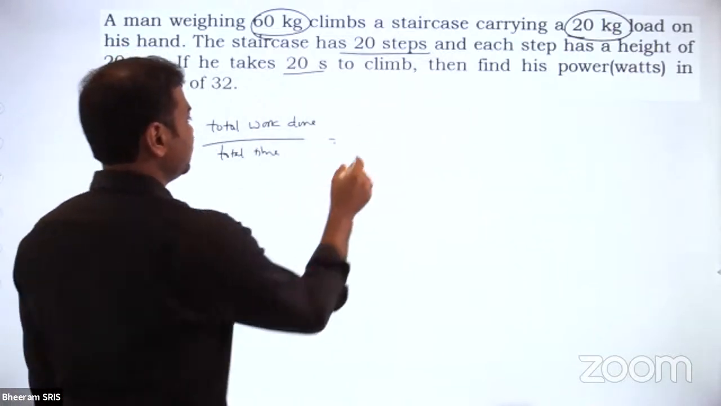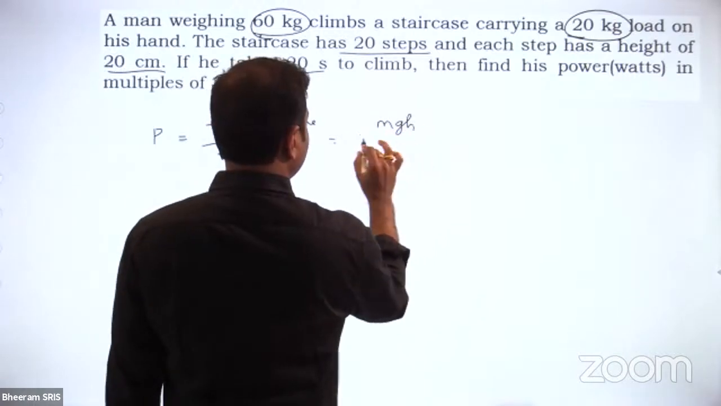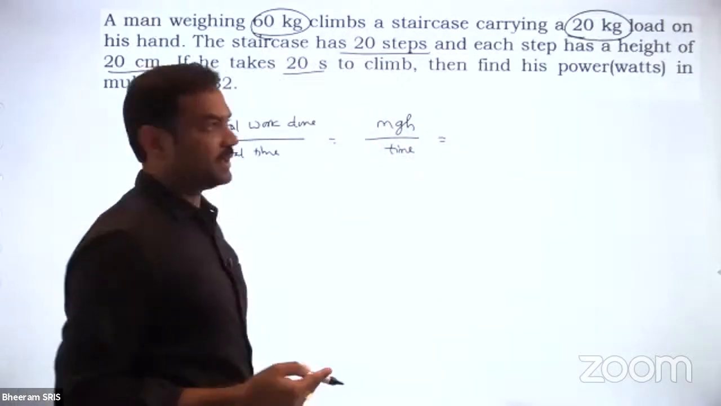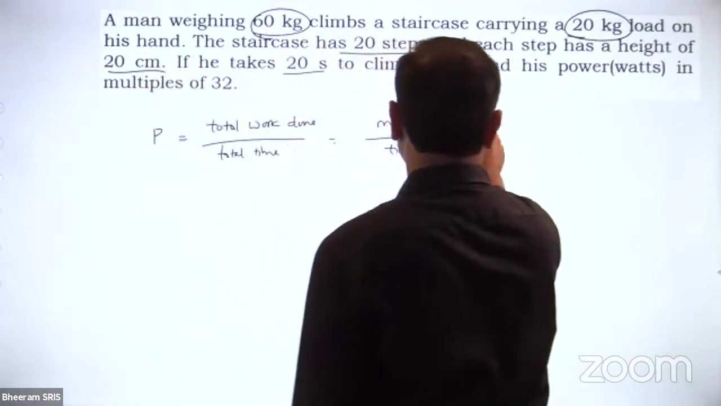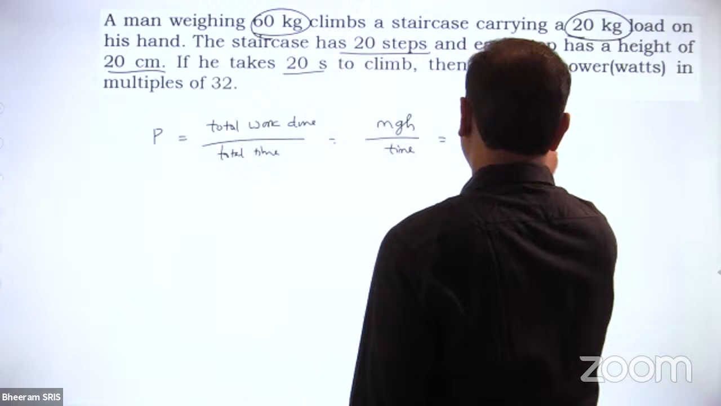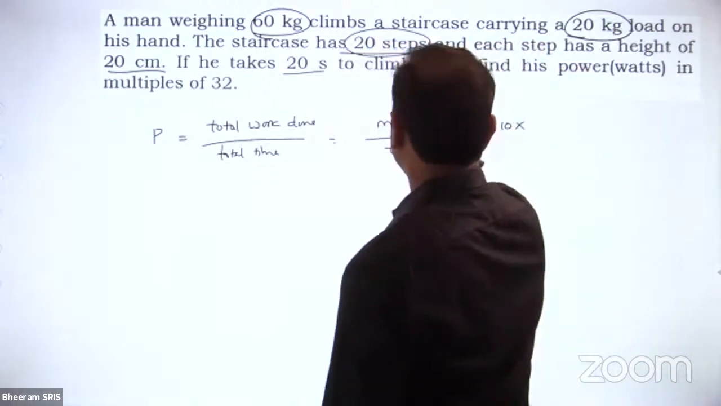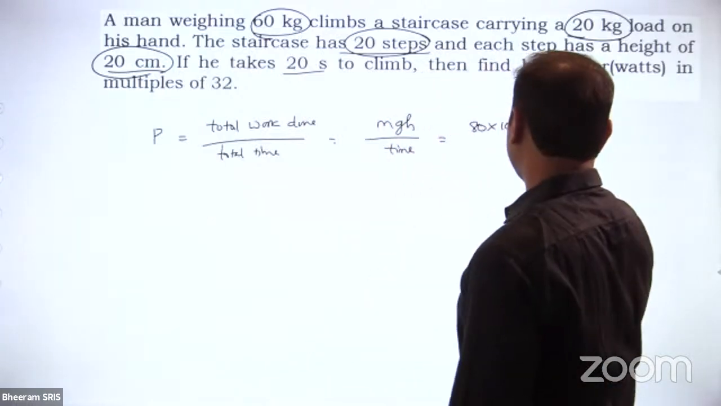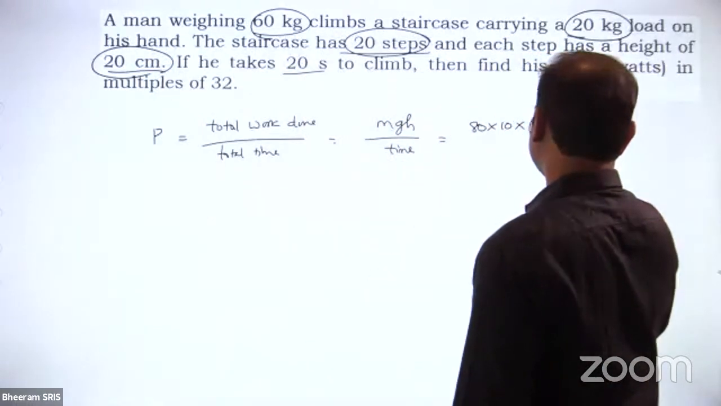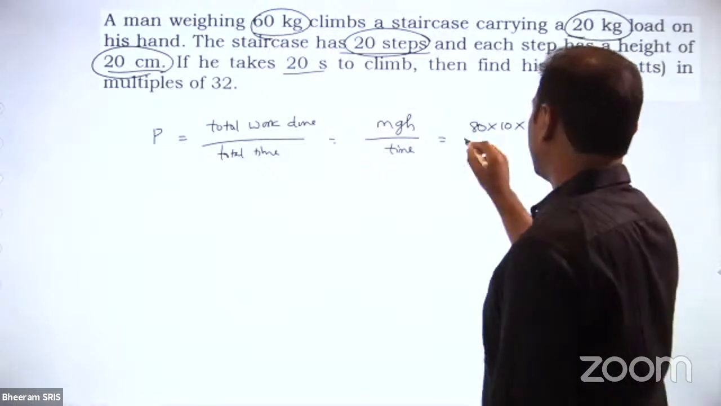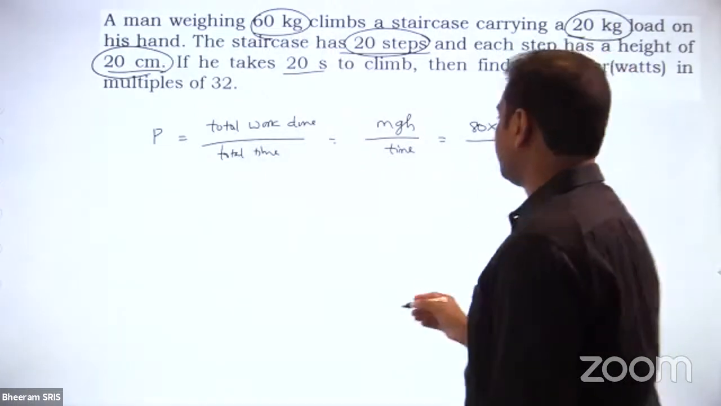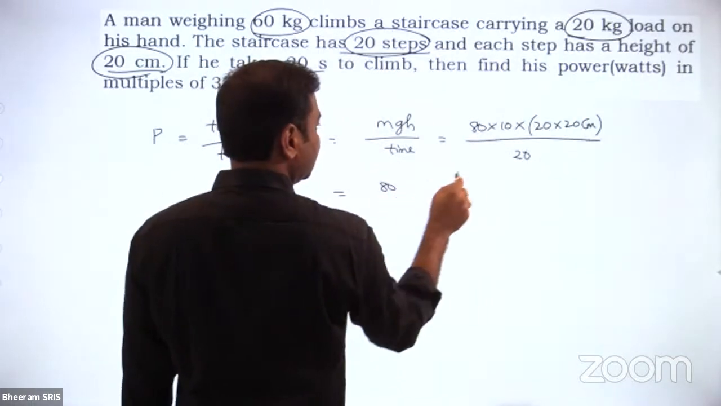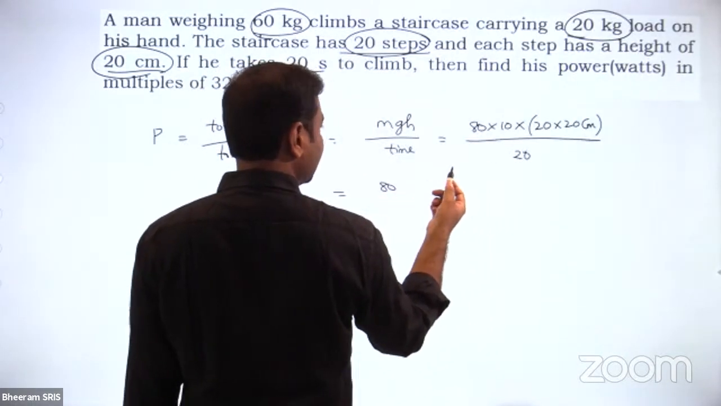Am I right? So work done will be, I can write down mgh by time, because he is carrying against gravity. The total mass is 80 kg, g value 10. What is the height value? 20 steps, each having 20 centimeters. That means the total height is 20 into 20 centimeters. By time is 20. Then what is the value I'll get? I'll get 8. Okay, you can write it down anyway.